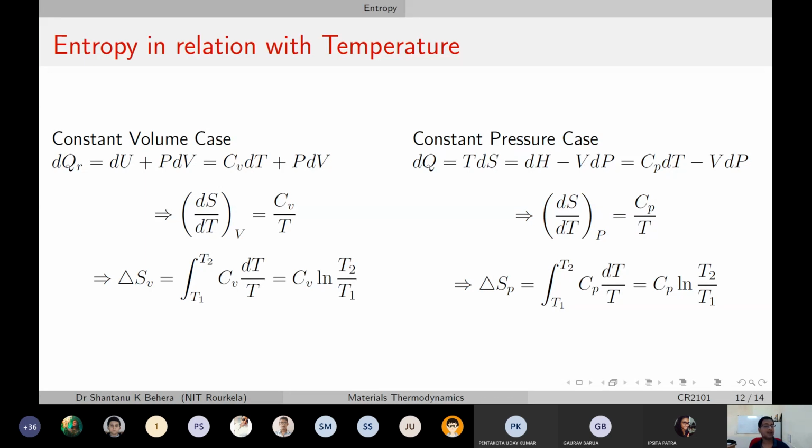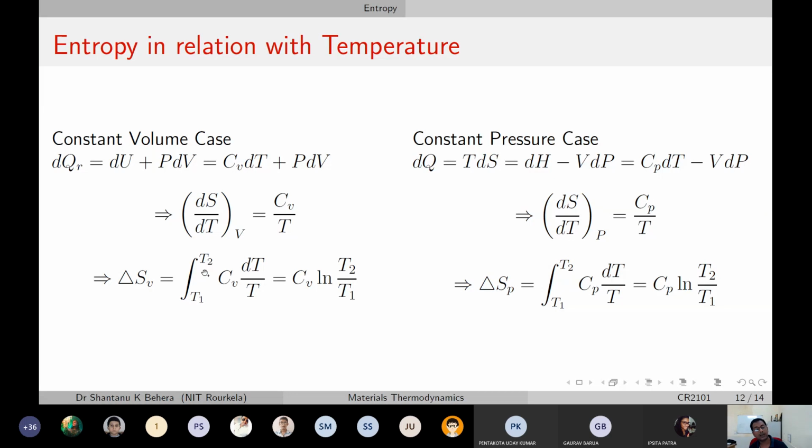We'll see how. So dQ is dU plus pdV. That's from the first law. And you know that dU is Cv dT. That's the definition of Cv that we got. So dU is Cv dT and then plus pdV. So if you simply do dS by dT at constant volume, it is going to be Cv by T, and then take a del S, or the entropy change in a constant volume process over a certain temperature range.